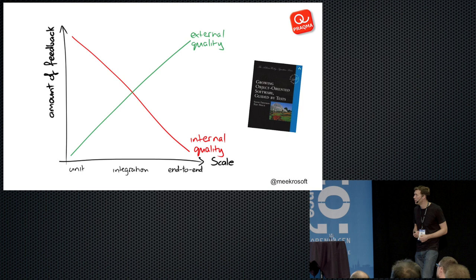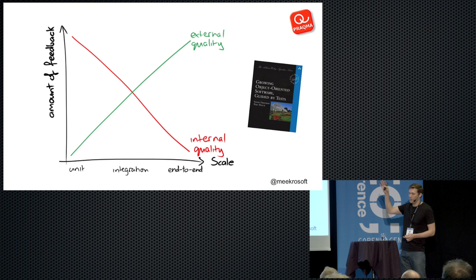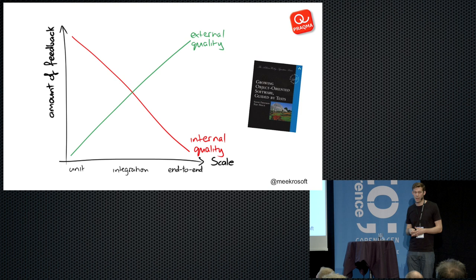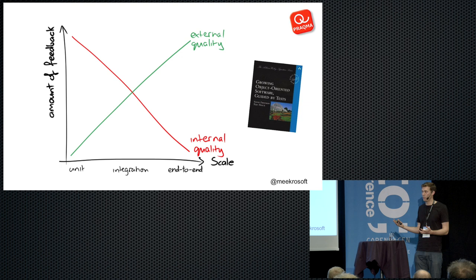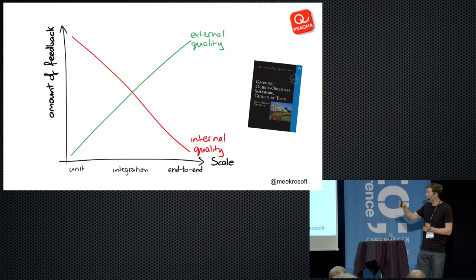So unit tests give you an awful lot of feedback about the internal quality of the code, how easy it is to change, how internally correct it is, how well understood it is from the programmer's point of view. But it tells you nothing about whether the system as a whole meets the requirements of the customer, or whether as a whole it works as a product. On the other hand, the full system tests tell you heaps about that. It tells you, as a whole, this system does what the customer wants. But it tells you nothing about how safely and quickly you can change it. So that's why you need both.